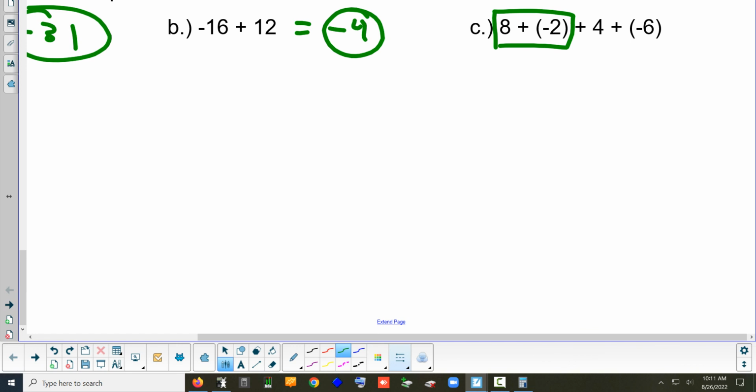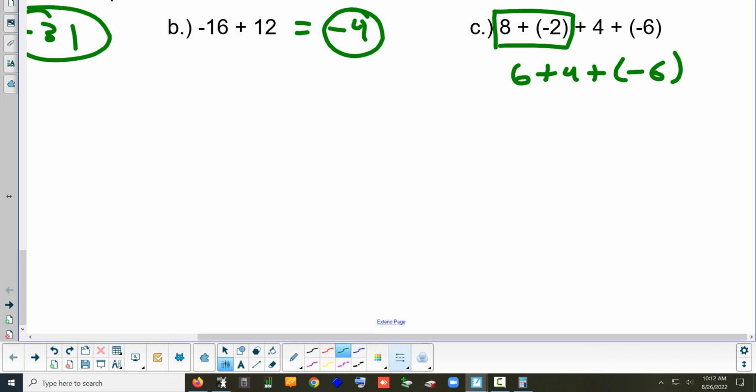Oh, so 6, yeah. So not quite as positive as we were before because we had 2 people that were negative, but it's still positive, 6. And we still have the rest of it. 6 plus 4 plus -6. Okay. Now, again, follow PEMDAS, go in order from left to right.